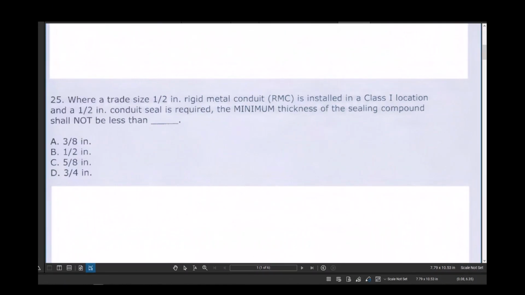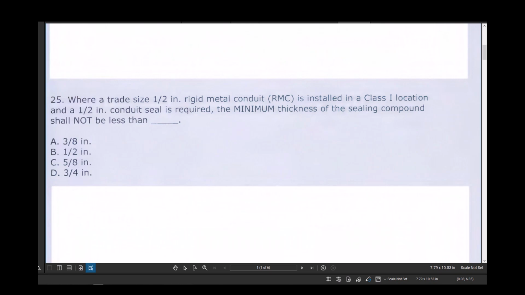Question 25. Where a trade size half-inch rigid metal conduit (RMC) is installed in a Class 1 location and a half-inch conduit seal is required, the minimum thickness of the sealing compound shall not be less than: A, 3/8 inch; B, 1/2 inch; C, 5/8 inch; D, 3/4 inch.